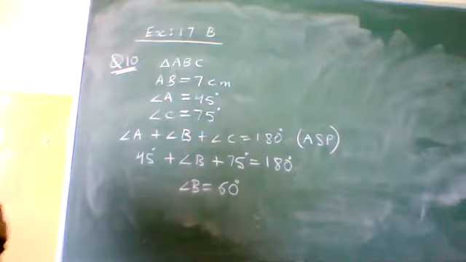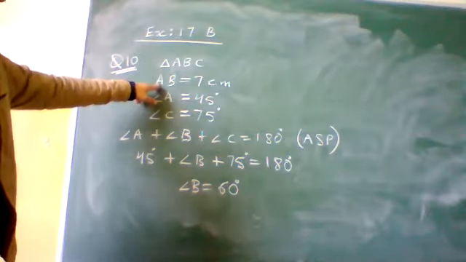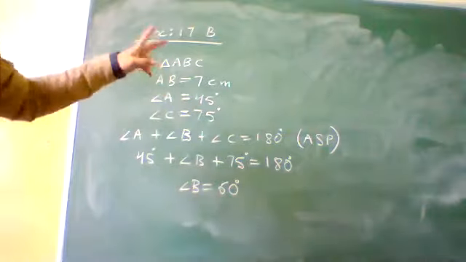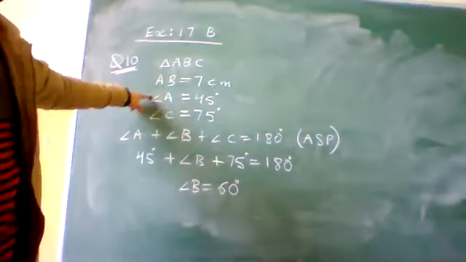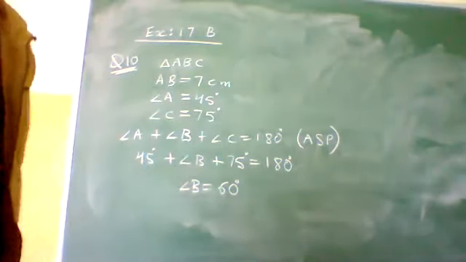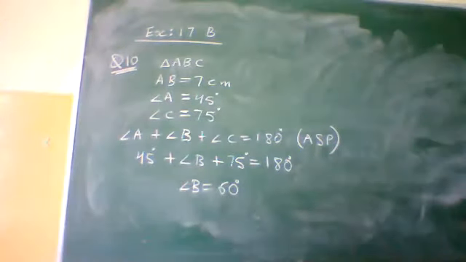Now, do we know both the angles which are connected to side AB? We know angle A is 45 and angle B is 60. Can we draw the figure in the same manner now? Draw it exactly as we did questions 8 and 9. If you have any doubt, you can ask. Okay, draw it.